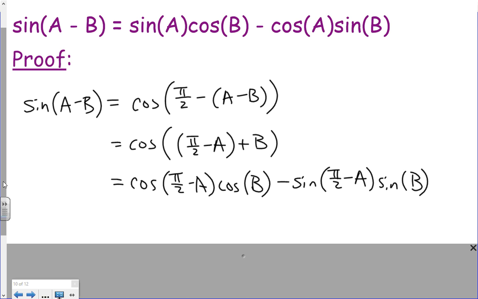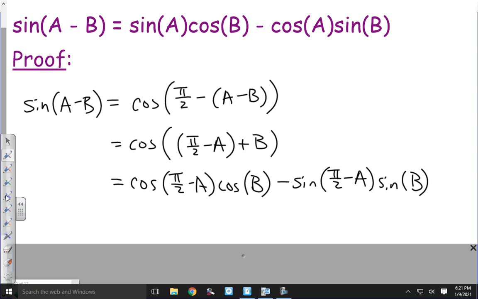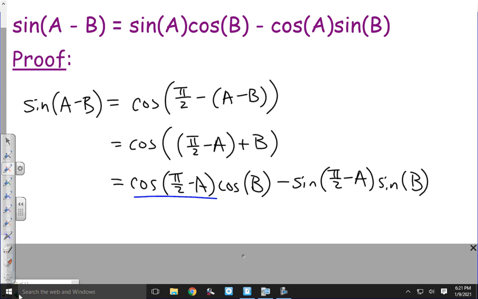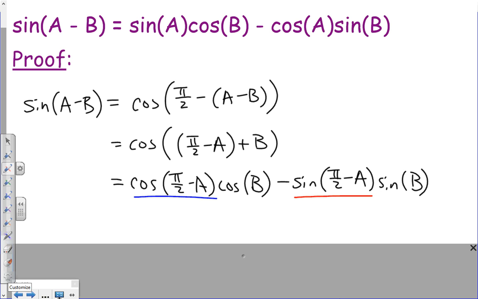Is there a way that I can rewrite this? Pi over 2 minus A, oh, that's a complementary angle to the angle A. Yeah, I could use my cofunction properties again to rewrite those. The cosine of pi over 2 minus A, I can rewrite that as just the sine of its complementary angle, the sine of A. And for the sine of pi over 2 minus A down here, I can again do the same thing. Use the cofunction and use the complementary angle and rewrite this.